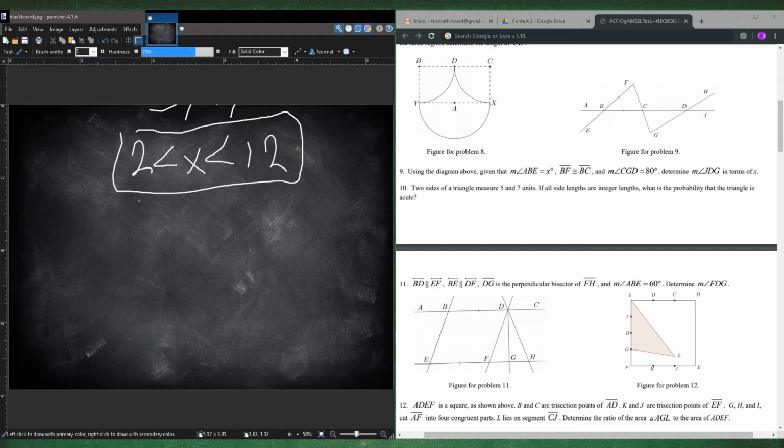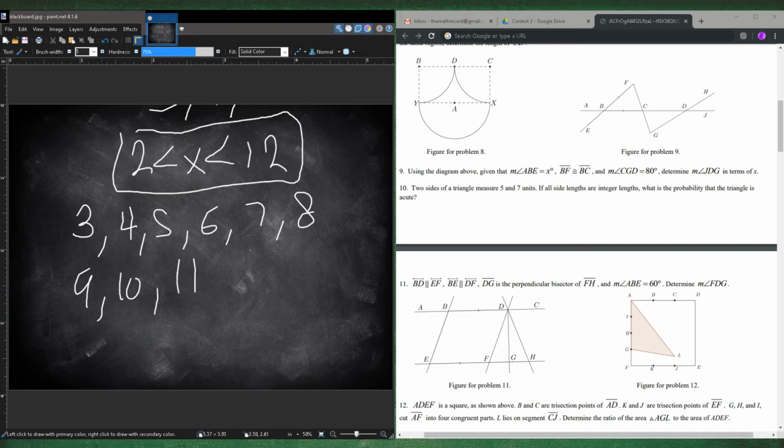Now, since it has to be between 2 and 12, the only possible numbers are 3, 4, 5, 6, 7, 8, 9, 10, and 11. So those are the only numbers, which is 9 numbers. So out of these 9, how many of these make an acute triangle?